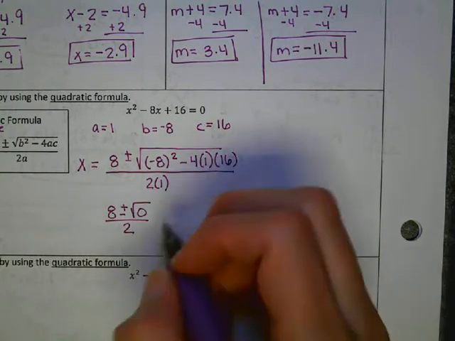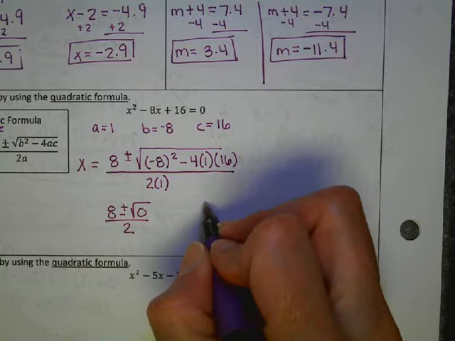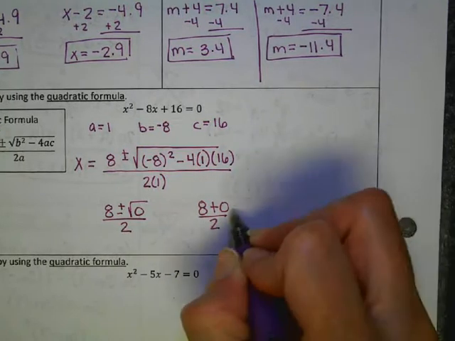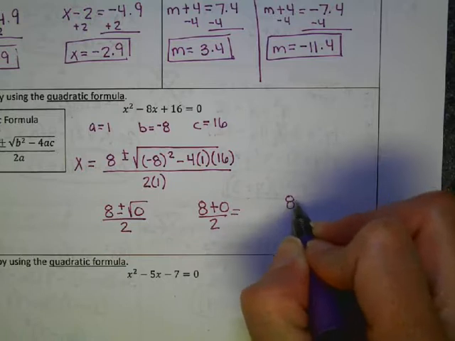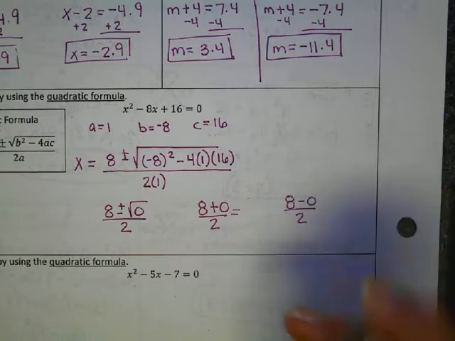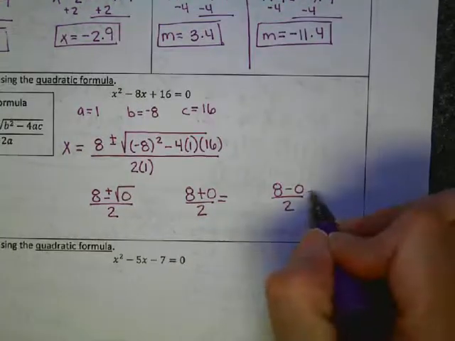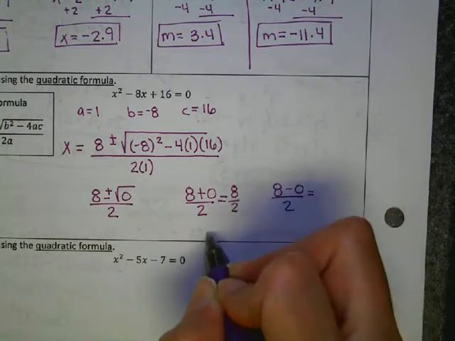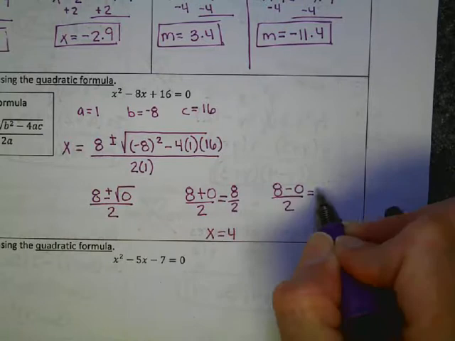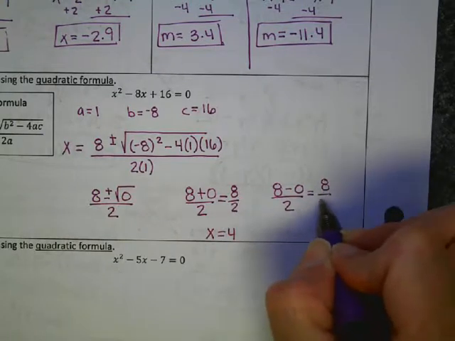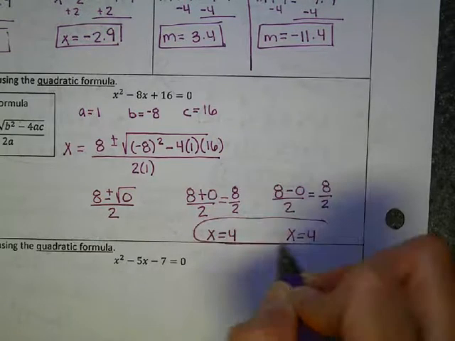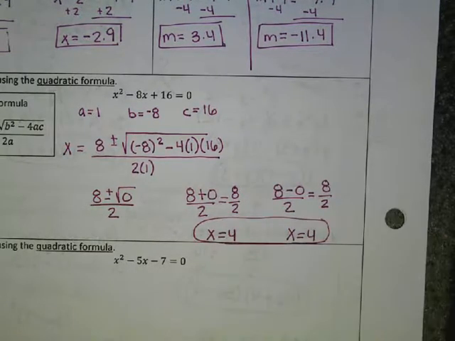So you can write this out two different ways. You can write 8 plus 0 divided by 2 and 8 minus 0 divided by 2. Well, if you add 0 or subtract 0, you're still going to get 8 divided by 2 is 4. So this is a unique one. When they come out to the same answer, you don't have to really do it twice, because the square root of 0 tells me there's going to be one answer.